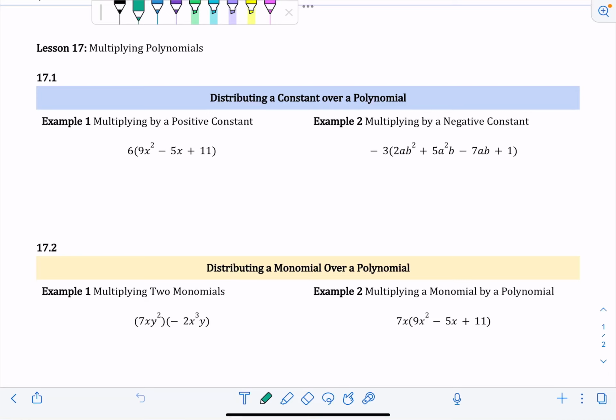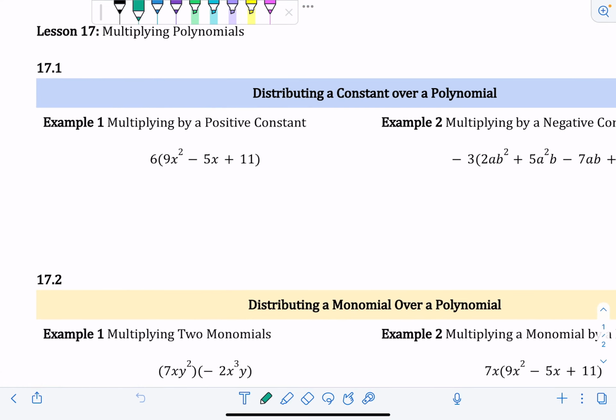Lesson 17 is about multiplying polynomials, and 17.1 is distributing a constant over a polynomial. A constant is named after the fact that it doesn't change in value; it stays a consistent value. So it basically is just a number that is not being changed by a variable. Like 4 is a constant, or 10 or negative 12. All those numbers are constants. They're just numbers without a variable.